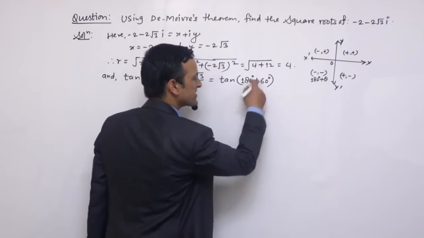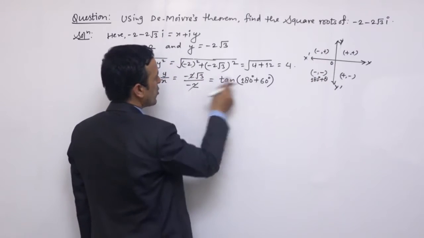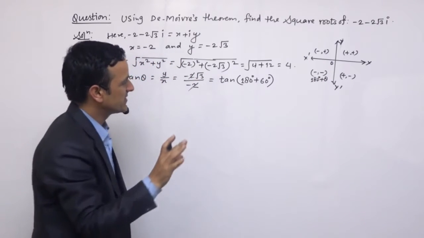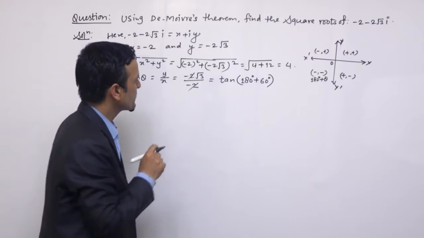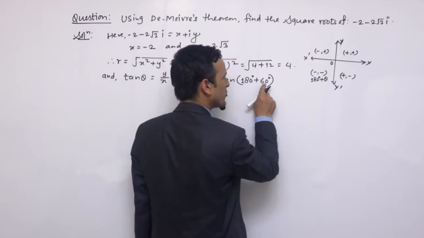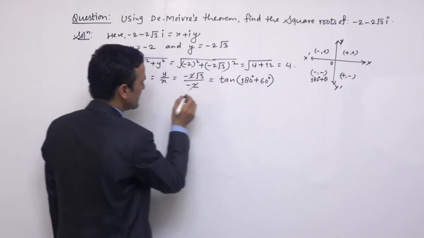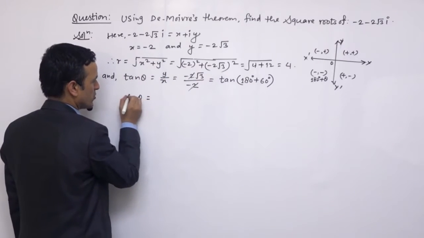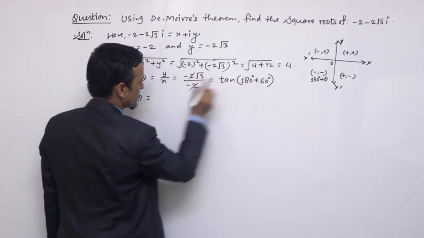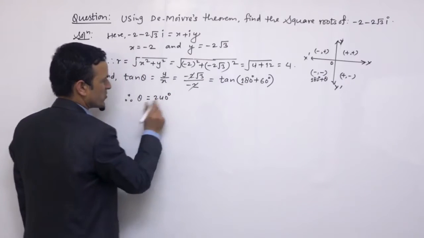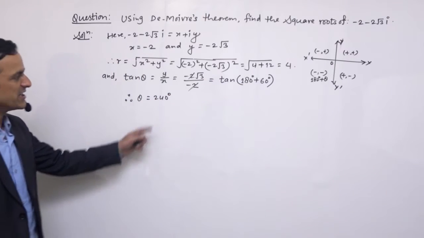त्यसैले 180 plus something लेख्नु पर्यो. थीटा को ठाउँमा root 3 means it is the value of tan 60. So root 3 भनेको minimum value भनेको 60 हो. Theta is the minimum value. So write down 180 plus 60. So theta is equal to what? 180 plus 60 means it is 240. So our answer, or angle, is 240 degrees.